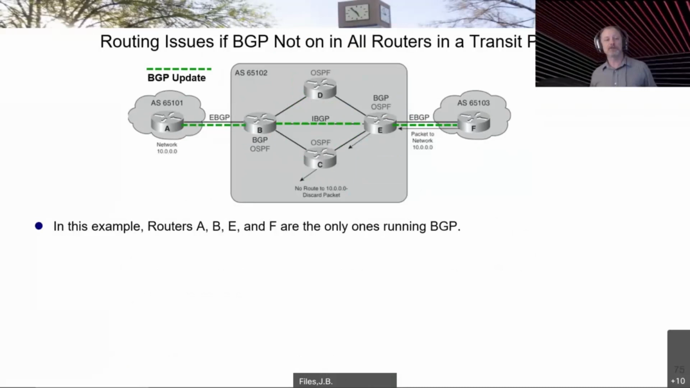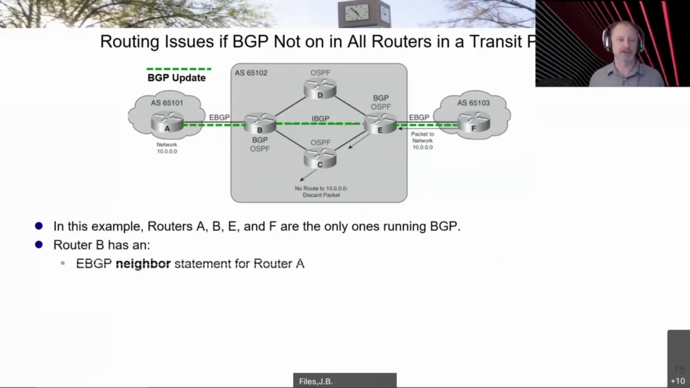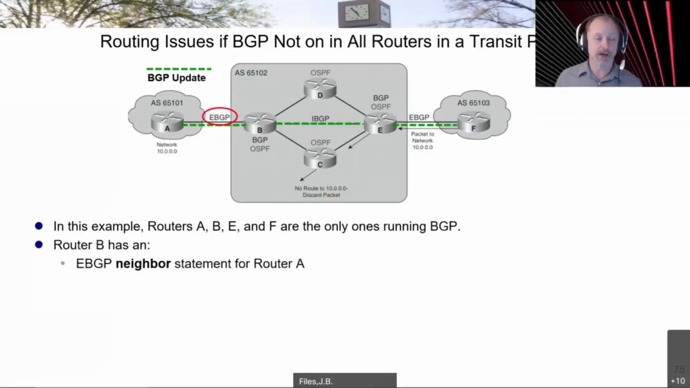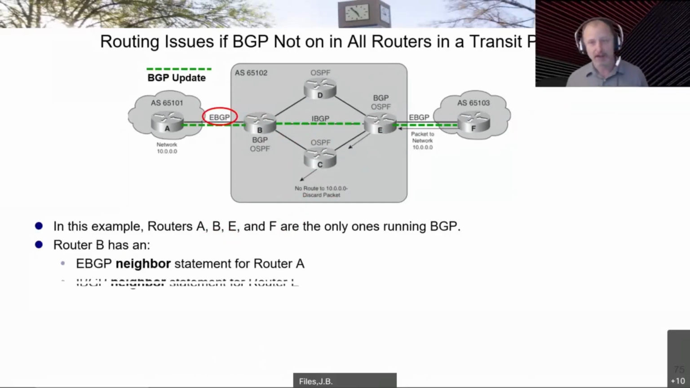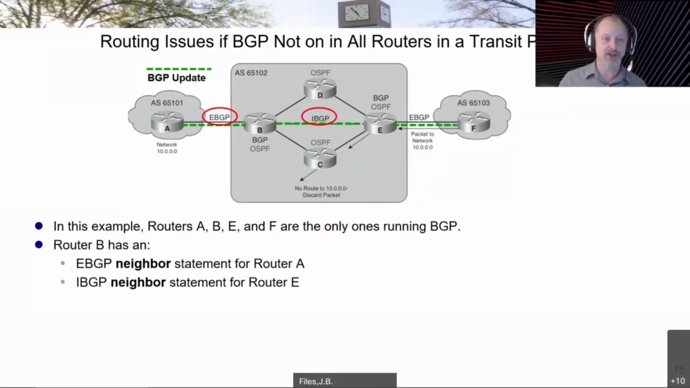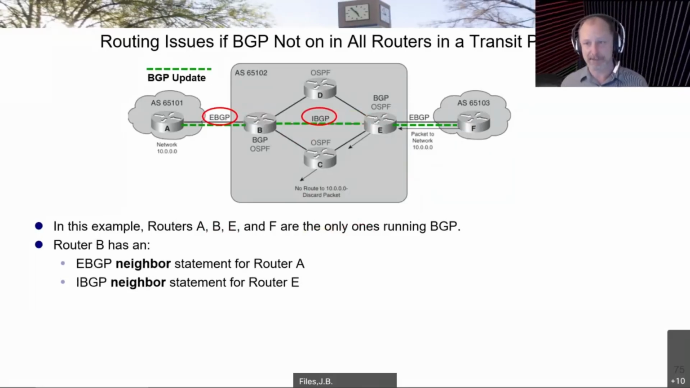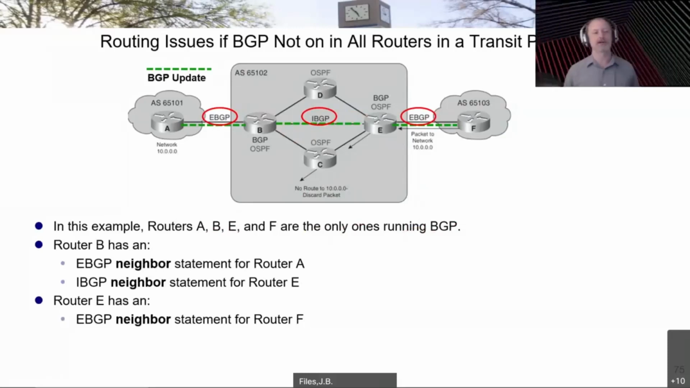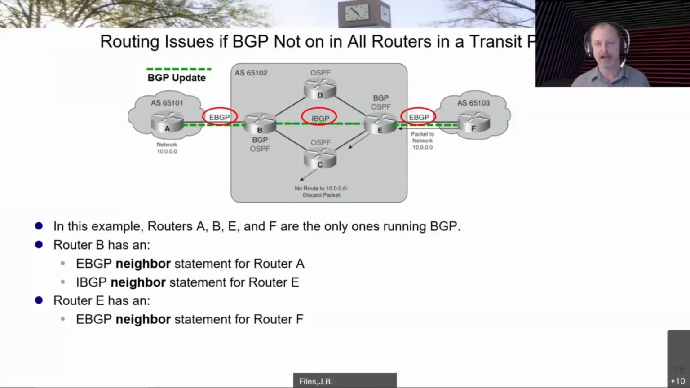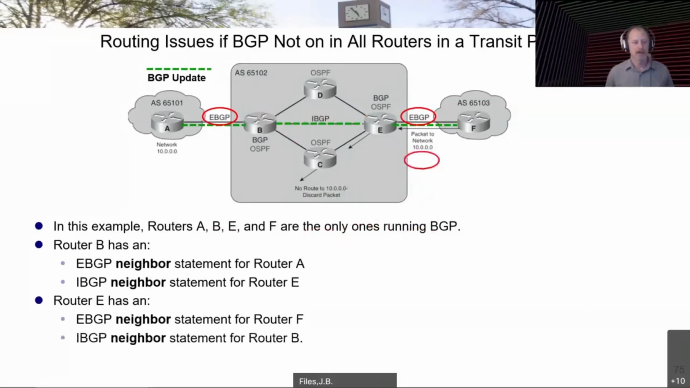What happens if we're not fully meshed? Here we have an eBGP relationship between B and A, an iBGP relationship between B and E. Router E has an eBGP relationship between E and F.